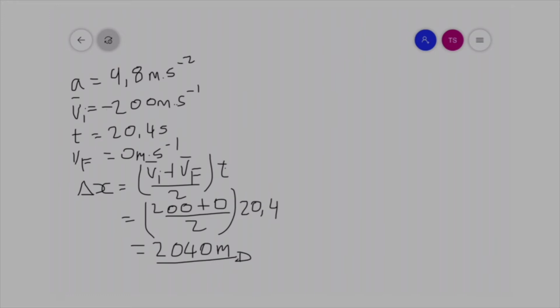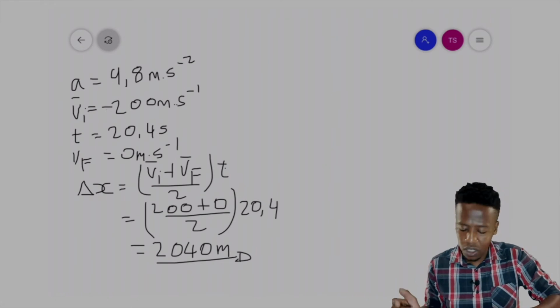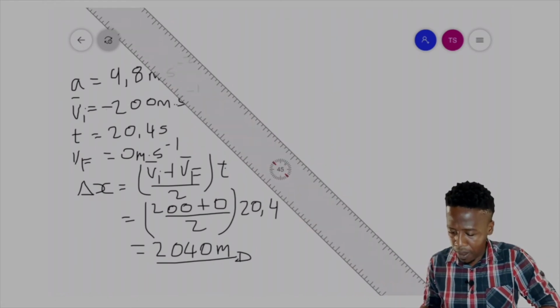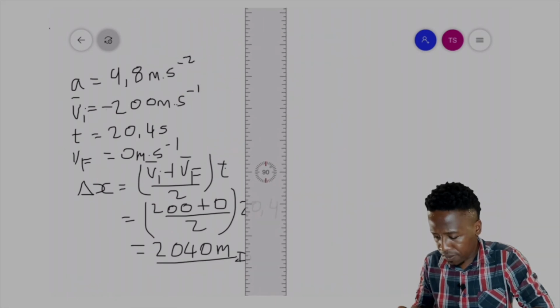Now from this, after calculating your displacement, you can easily draw your graph. So let's go about drawing our graph.